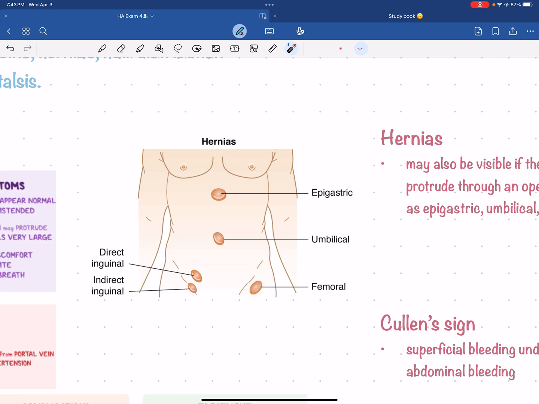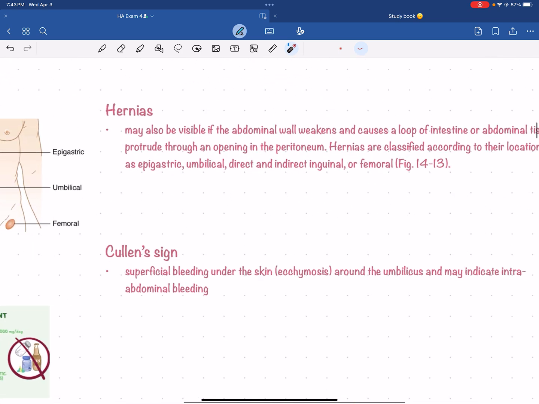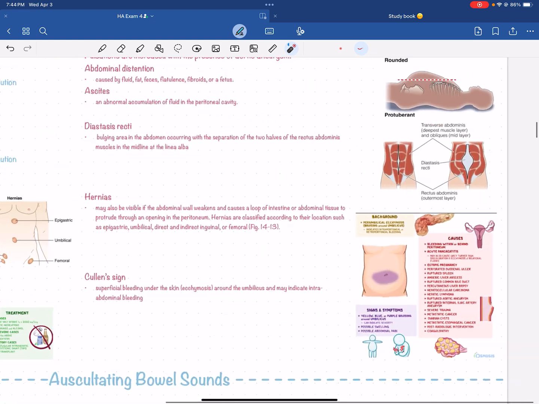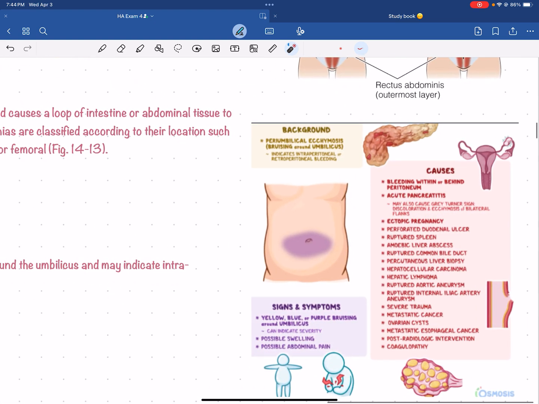And the last thing we have to discuss is Cullen's sign. Cullen's sign is superficial bleeding under the skin, which is called ecchymosis, around the umbilicus, and it may indicate what? Intra-abdominal bleeding. I think I'm going to go into these in more detail later.